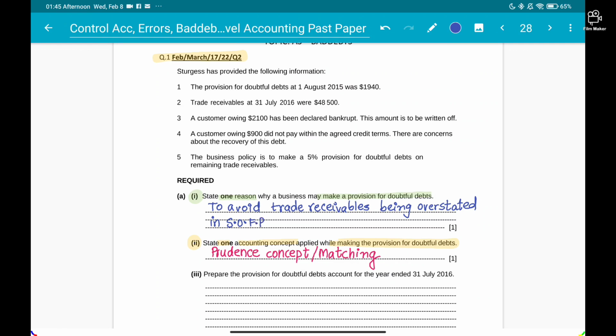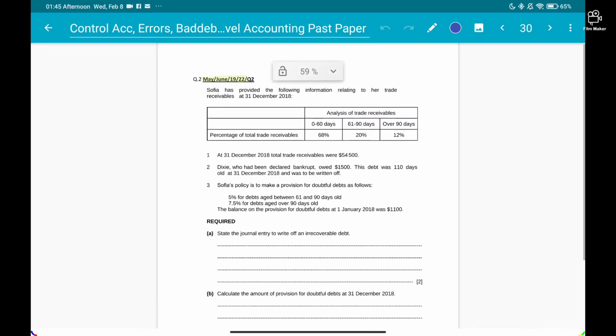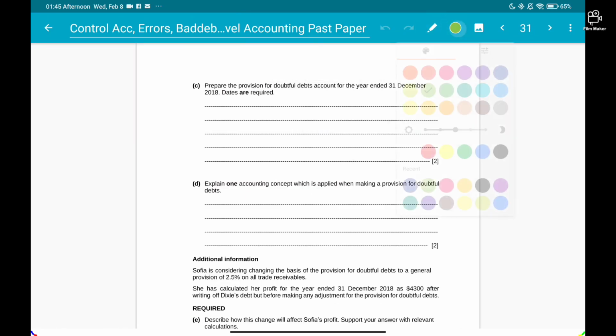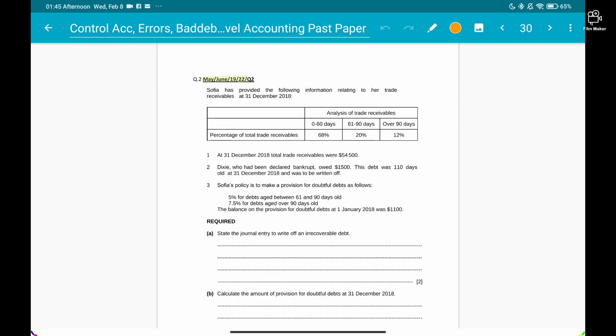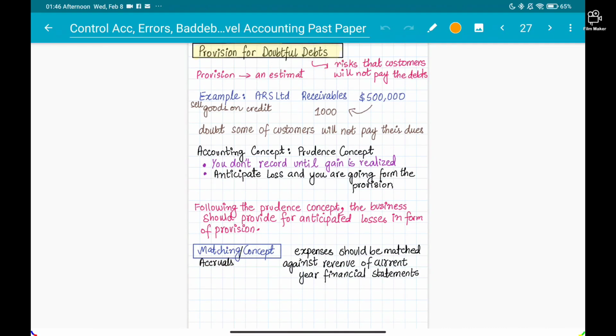Similarly, another type of theory question was there in the May-June 2019 paper, stating the same thing: this time they are asking you to explain one accounting concept which is applied when making a provision for doubtful debts. So you can just mention the prudence concept and explain it clearly: the amounts expected to be received from trade receivables should not be overstated, and you have to apply the prudence concept because we are estimating that there will be some customers who are not going to pay their debts, so that will be a loss for the company ARS Limited, and that is why we have to accommodate it.